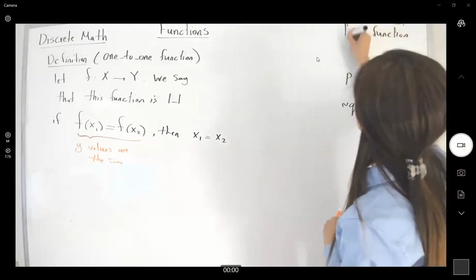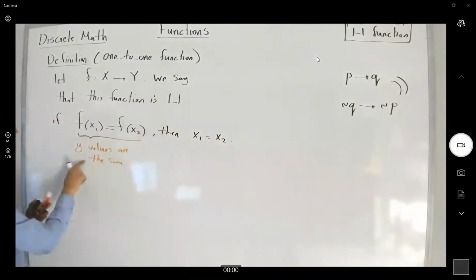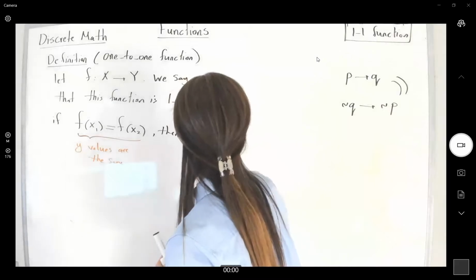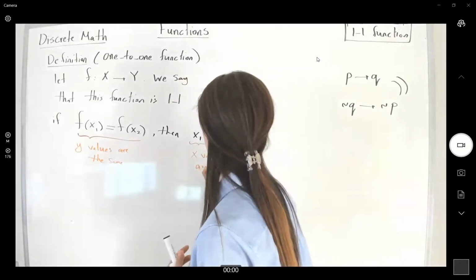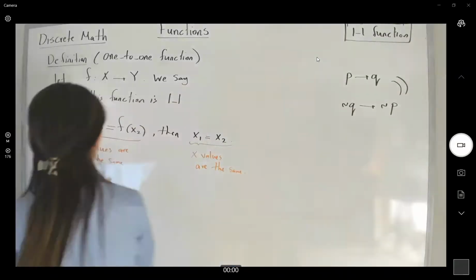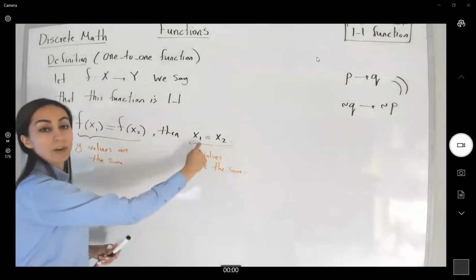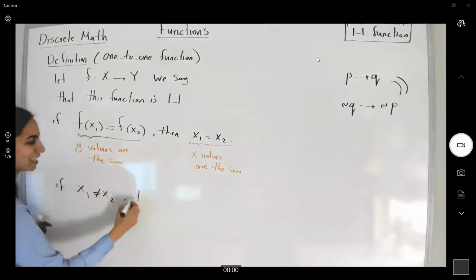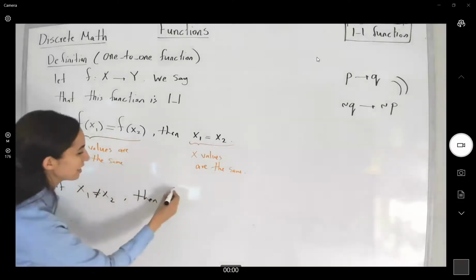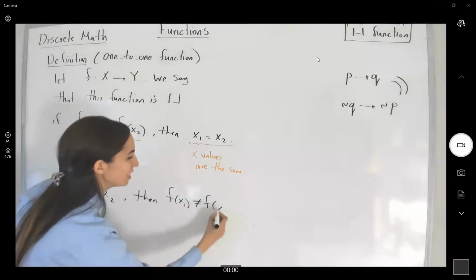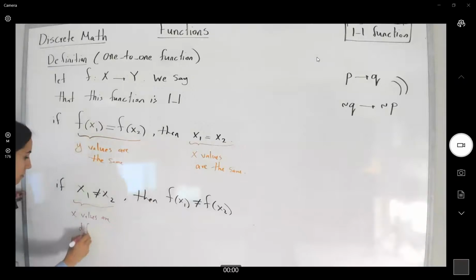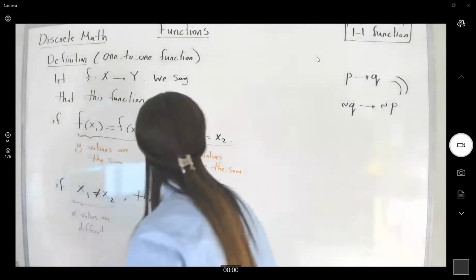Well, okay, what is the contrapositive here? The statement is: if y values are the same, then x values are the same. So the contrapositive says, hey, if x1 is not equal to x2, if x values are different from each other, then y values must be different too. f of x1 is different from f of x sub 2.